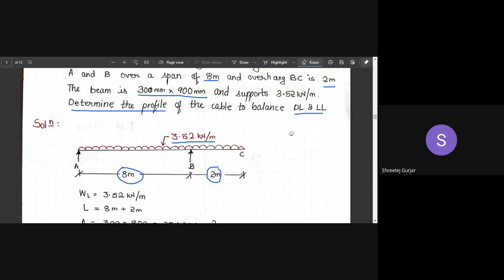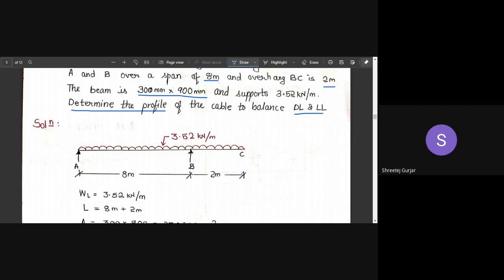What we need to do is determine the profile of the cable. That is, we need to determine the eccentricities and suitably provide a cable. So what we can do is determine the bending moment diagram, right? If we determine the bending moment diagram, we will have an idea of how to provide the cable profile. It will be similar to your bending moment diagram. So the first thing that we need to do is determine the bending moment diagram, and then find the eccentricities.